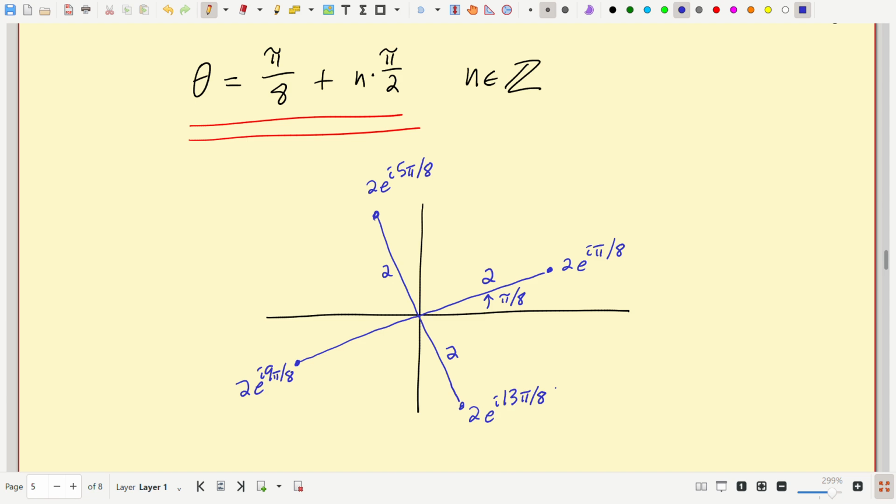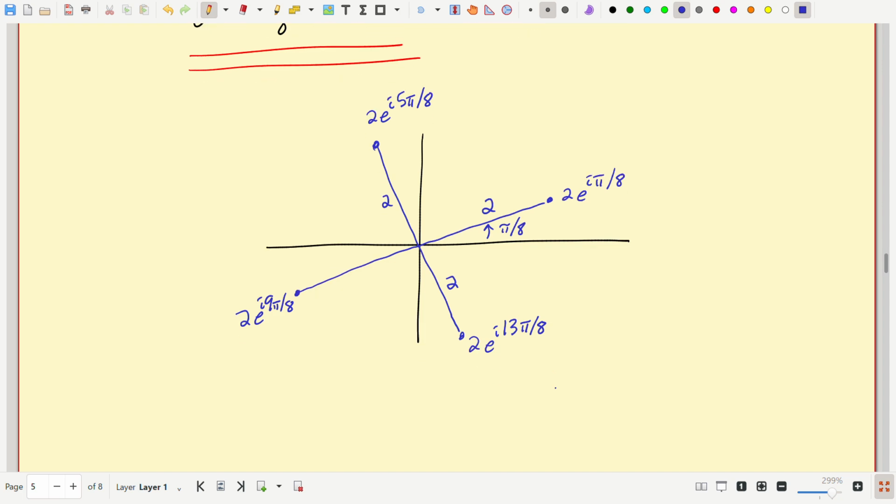And if I were taking negative n's, I'd be going the other way around, clockwise instead of counterclockwise. So when you look at it like that, you realize there's only 4. There's only 4 fourth roots of 16i. They repeat. Questions about that?